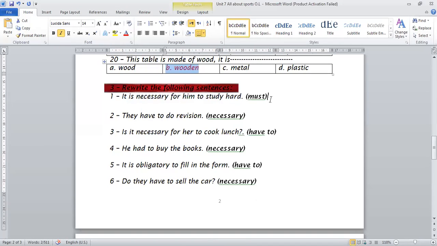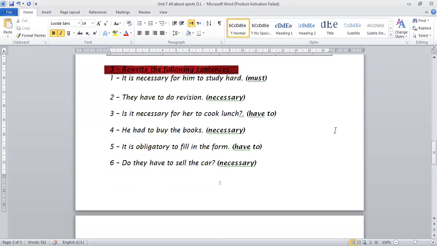Let's try to finish some exercises directly about the rewrite. The first one: it is necessary for him to study hard. Can we use must here? Yes, quickly. Yes, Raqya? You must study hard. Pay attention because we have him here, so you will change it into he. So you will start with he must. He must study hard. Very good. Thank you, yes.